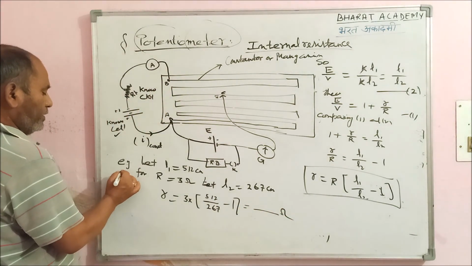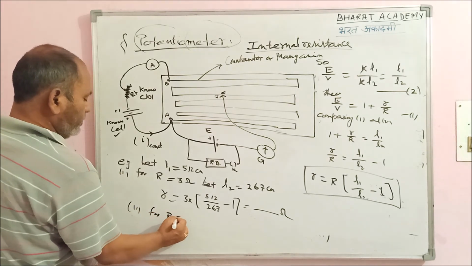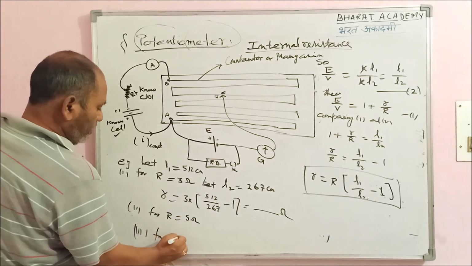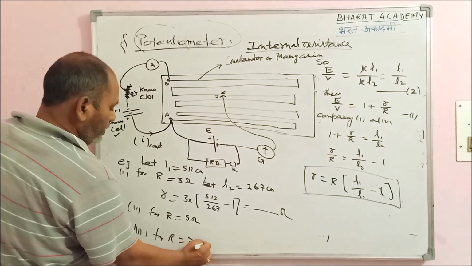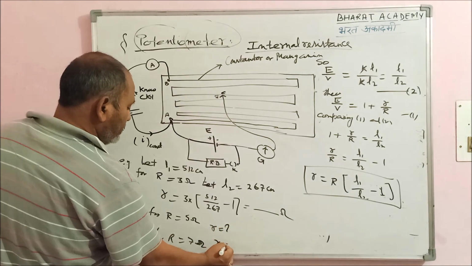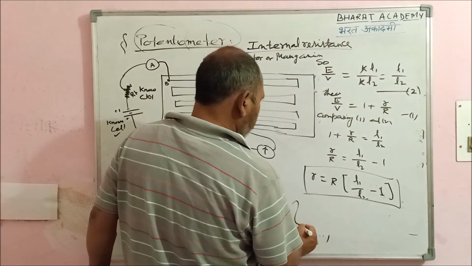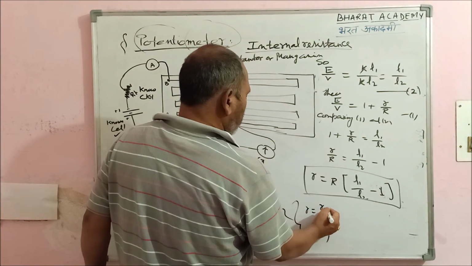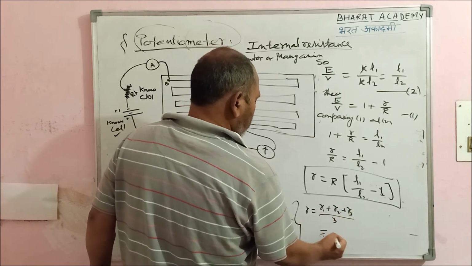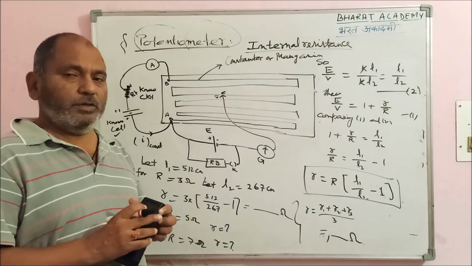See, this is the first part. Second observation, for R is equal to 5 ohm. Third observation, for R is equal to 7 ohm, or 1, 2, 3, whatever you want, you can calculate r the same way. L1 will remain the same and L2 will vary. And what will be the internal resistance? r will become r1 plus r2 plus r3 divided by 3. That much ohm will be the internal resistance. It's a very simple experiment. That's how we do the potentiometer experiment.